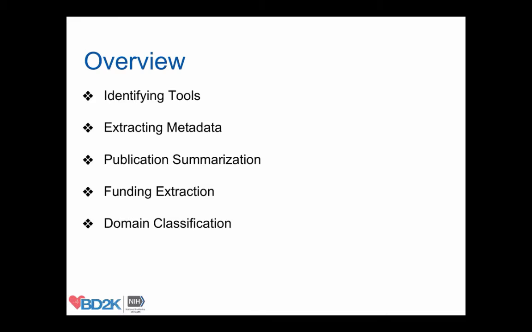Identifying the tools. Out of all the articles on PubMed, only a small fraction are actually associated with the publication of new tools. That's what we want to identify. And then from the text of those articles, we want to extract the metadata, summarize the tool, extract the funding sources, and then classify the tools as belonging to a particular domain.